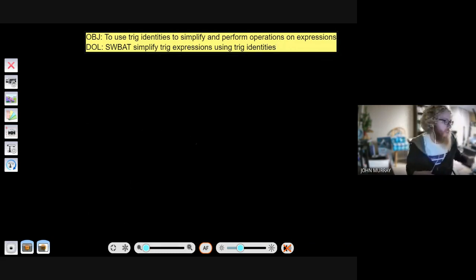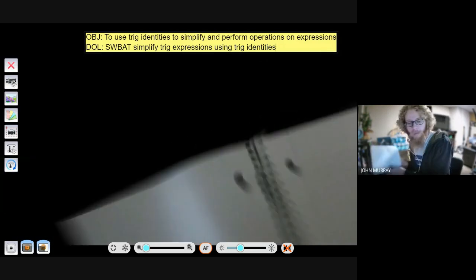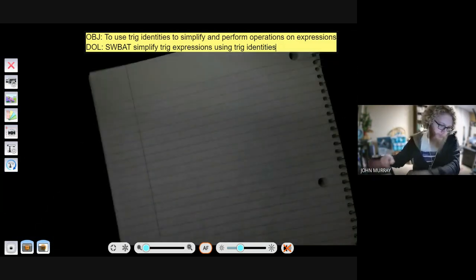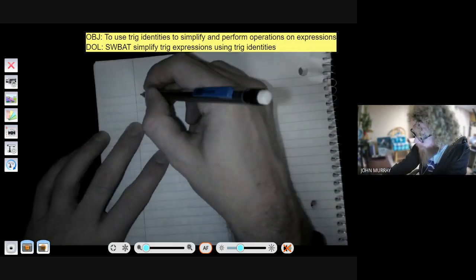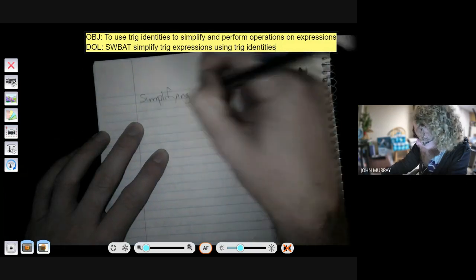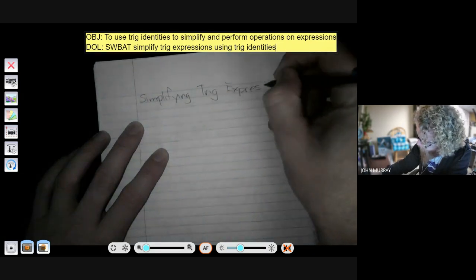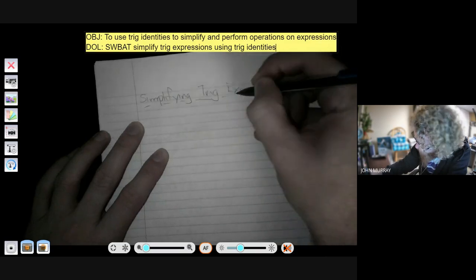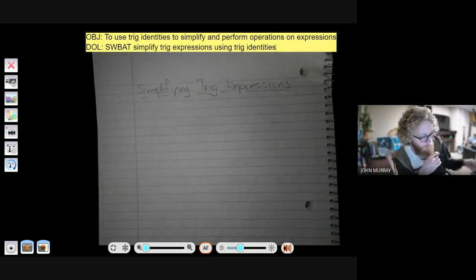All right. So today, what we're going to talk about carries over to a few different things that we'll talk about in the future. Simplifying trigonometric expressions.